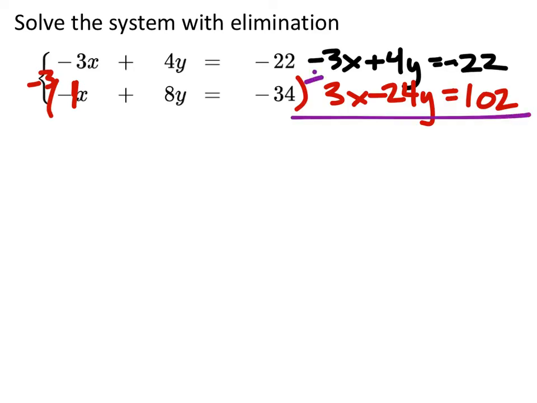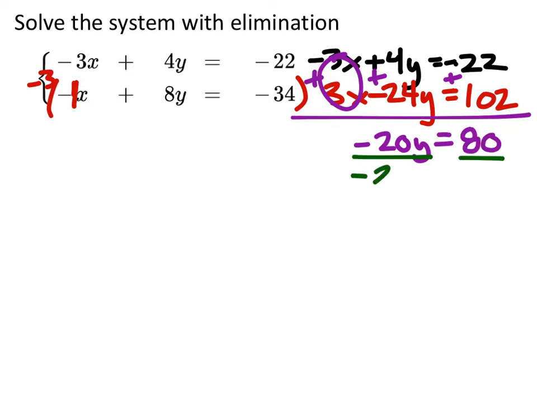The x's will eliminate just as we planned. But let's look at the y's then. 4y plus negative 24y is negative 20y. And then that's negative 22 plus 102, 80. Well, it's going to work out really nice. Divide both sides by negative 20. And that gives us y is 4. Well, negative 4. That's better.